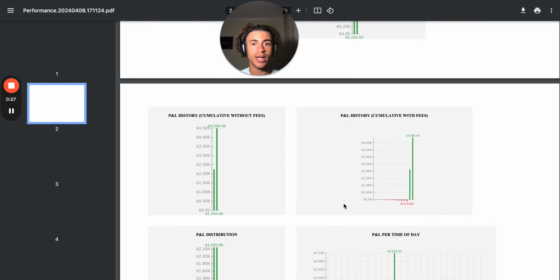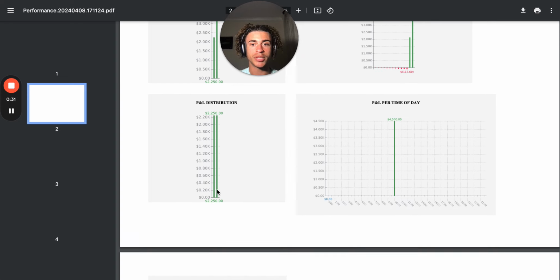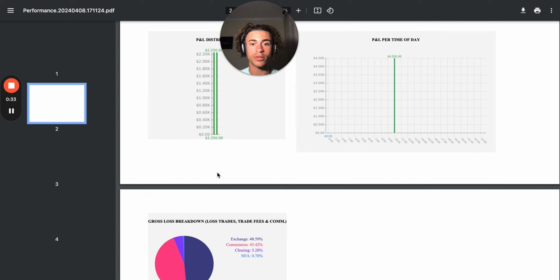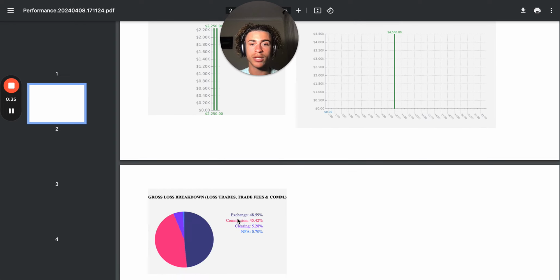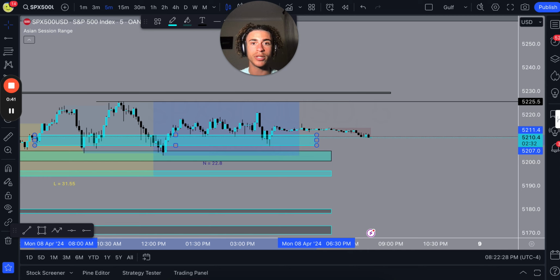And these are all my stats. Right, you can see that that was the first position, and that was the second position, and it totaled around $4,500. And you can see I lost some money to fees, so I came out with $4,386. So now let's go to the charts and look at how I found this trade.